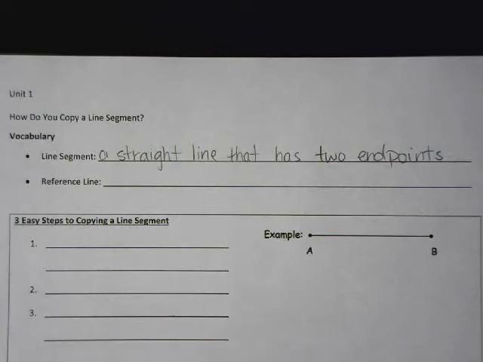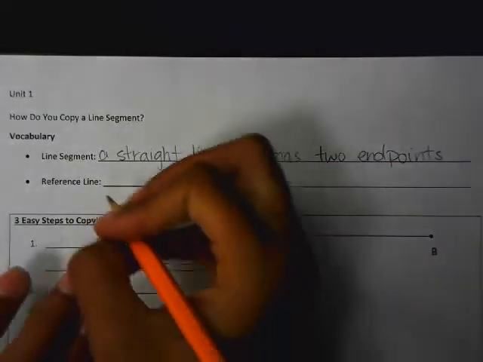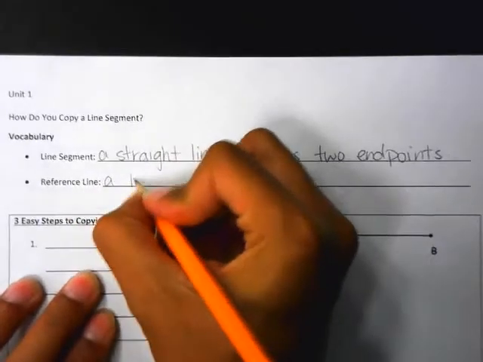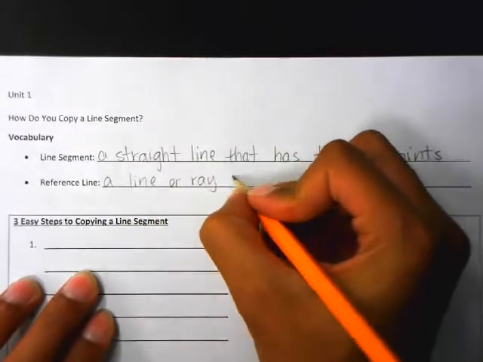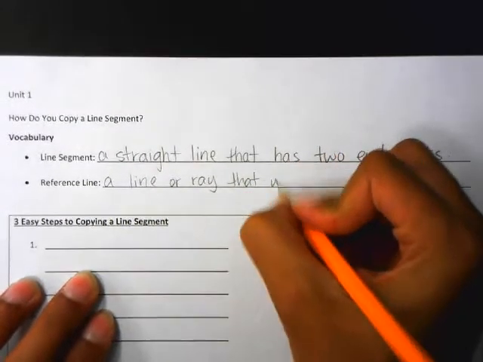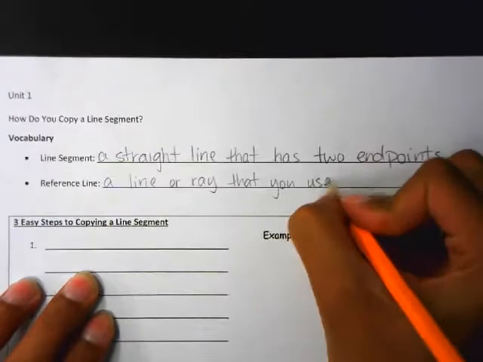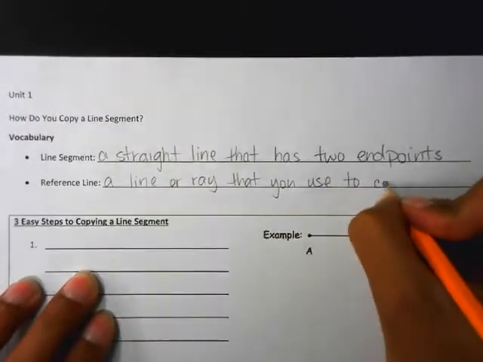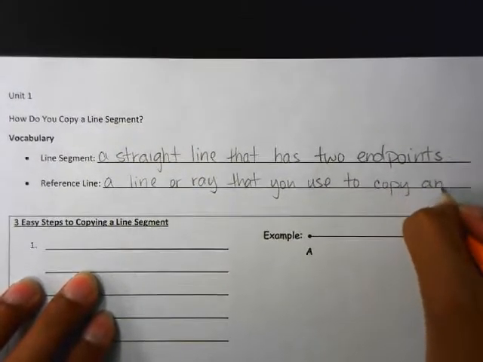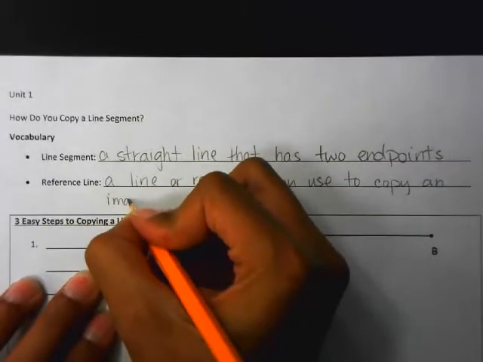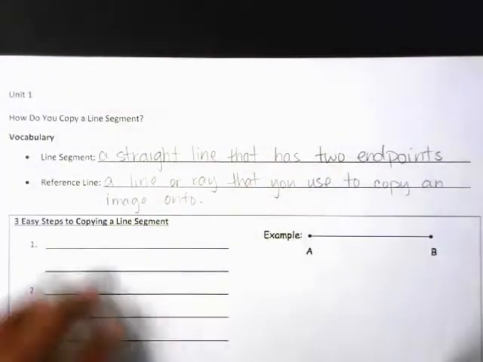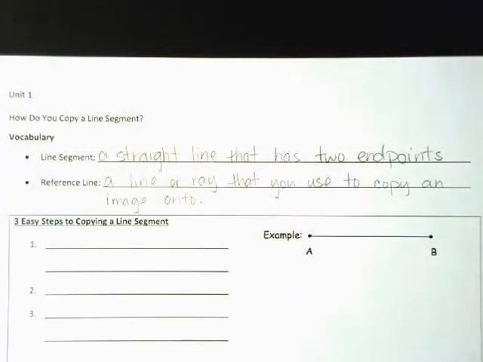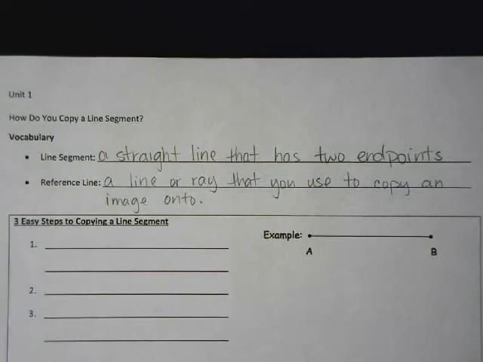Now, I haven't told y'all the definition of a reference line yet, so I'm going to go ahead and give it to you. A reference line is a line or ray that you use to copy an image onto. Okay? A line or ray that you use to copy an image onto.